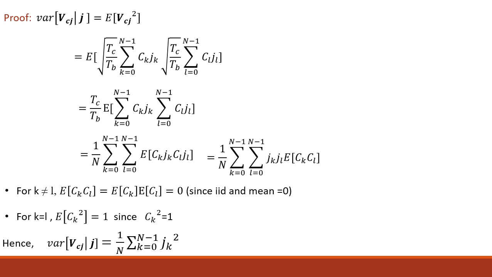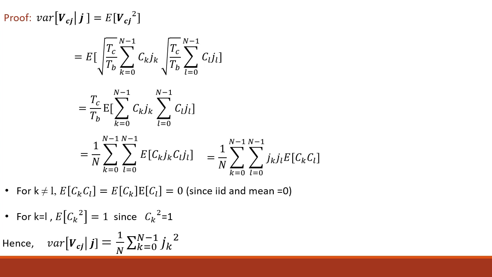Now if we substitute for the expression of Vcj, it can be written as expected value of root of Tc by Tb summation k going from 0 to n minus 1 Ck jk into root of Tc by Tb summation L going from 0 to n minus 1 Cl jl. So here we have used two indices k and L. Now root of Tc by Tb into root of Tc by Tb can be taken outside since it is a constant, which is equal to Tc by Tb, and then we have expected value of summation k going from 0 to n minus 1 Ck jk into summation L going from 0 to n minus 1 Cl jl.